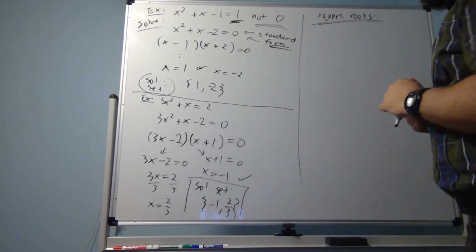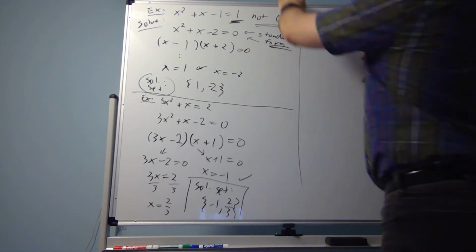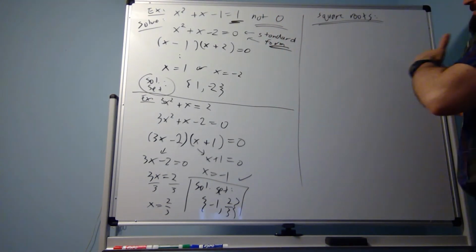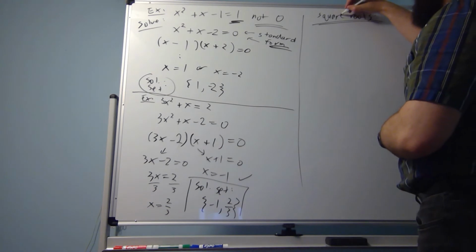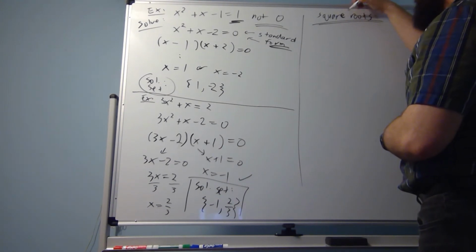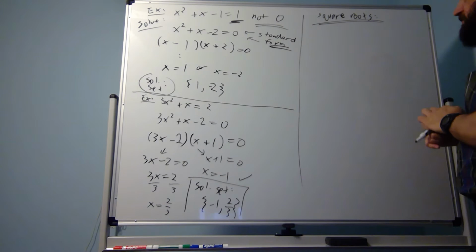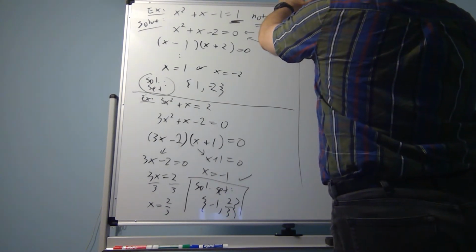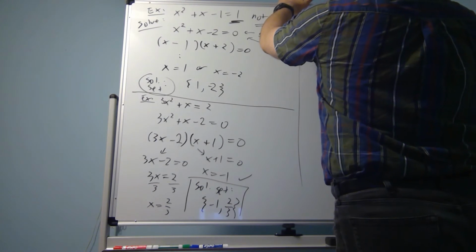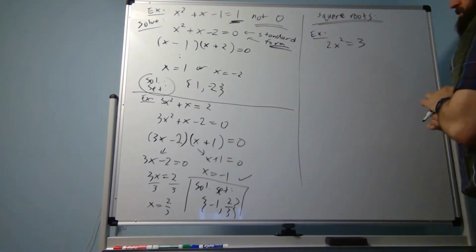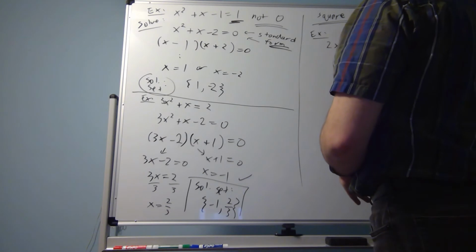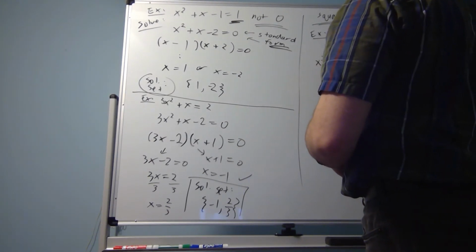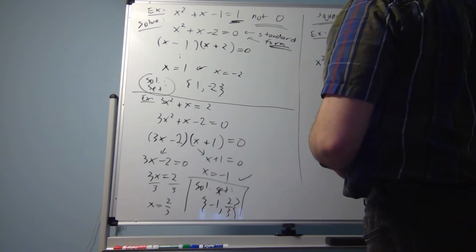Now we're getting kind of closer to how we're going to solve these in the future. Factoring is great if it just happens to work out, but we know that that's not the whole story. So for example, 2x squared is equal to 3. Let's solve that. Well, x squared would have to be 3/2.